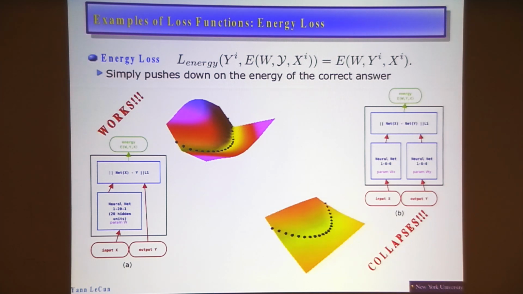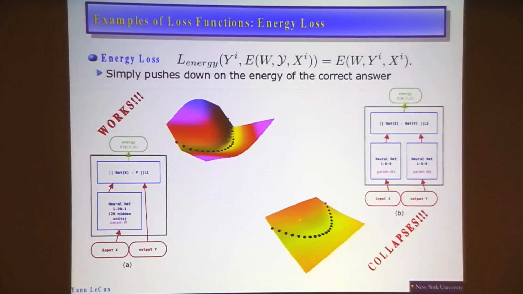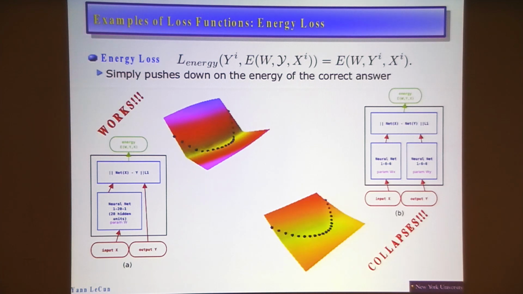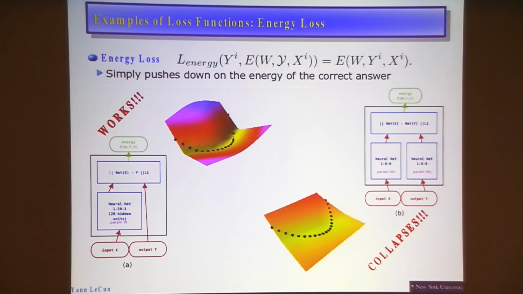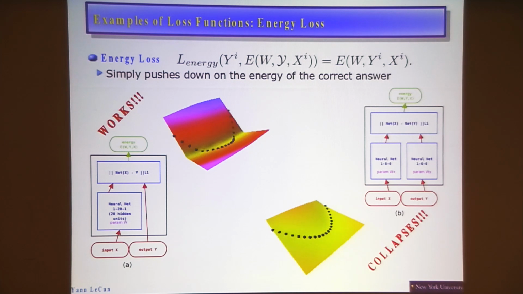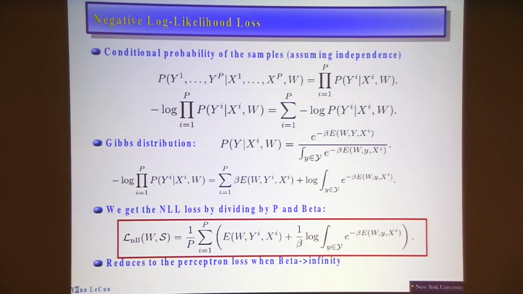So what do I have to do now? Well, what I have to do now is the same trick that RBMs have to do, which is I have to explicitly pull up on the energies of the points I don't want. Okay? So I show an x, and I say I want the energy of the correct y to be low, but I also want the energies of the incorrect y's to be higher. And if I have a loss function that does that, then it will prevent this kind of catastrophe from happening.